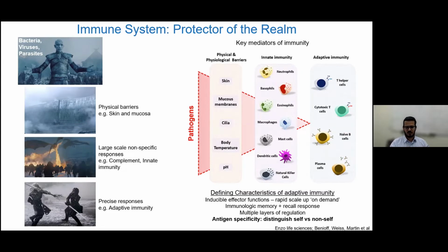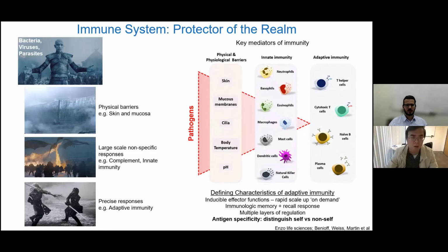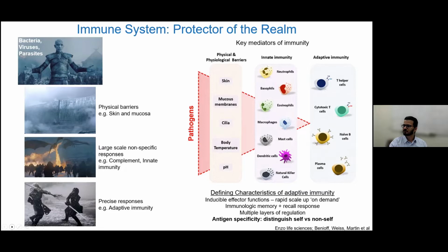limit its pathogenicity. But one of the key features of the adaptive immune system, which my lab is particularly interested in, is its antigen specificity. The adaptive immune system has the ability to distinguish self and non-self, and of course, different types of self and non-self molecules. And this is where our research focuses.